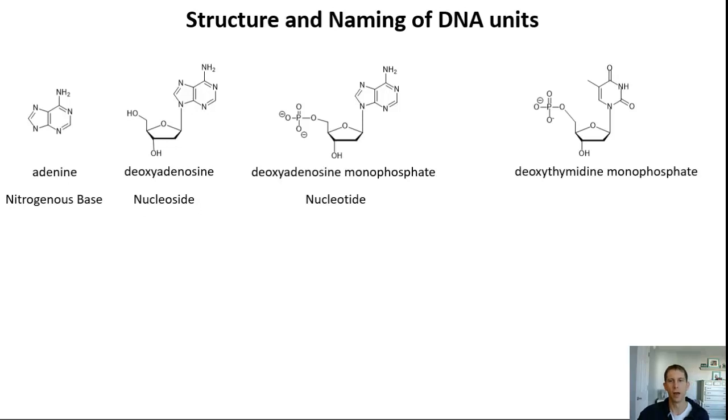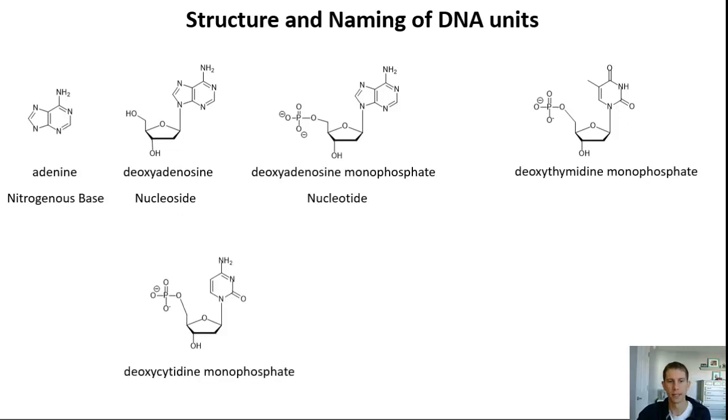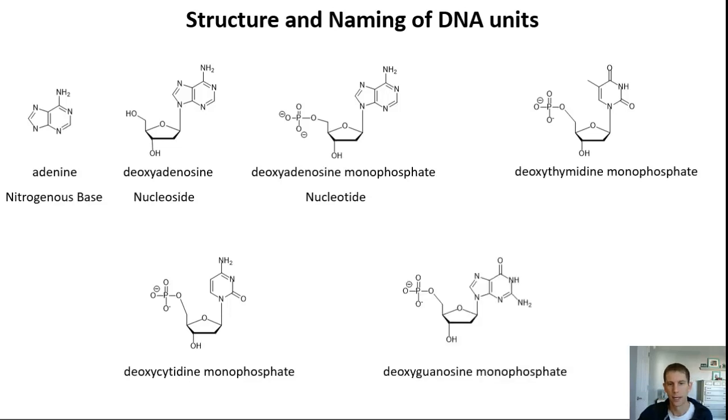So let's look at the other DNA units that we have. The next one is deoxythymidine monophosphate. Notice that our phosphate group is the same, our deoxyribose sugar is the same, but our nitrogenous base is significantly different. Here we have 2 rings, here we have 1 ring. Our functional groups are a little bit different as well. For the next nitrogenous base, we have deoxycytidine monophosphate. And for the next, we have deoxyguanosine monophosphate.